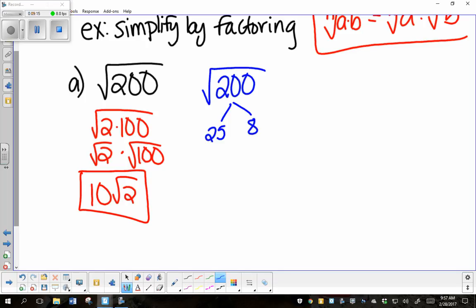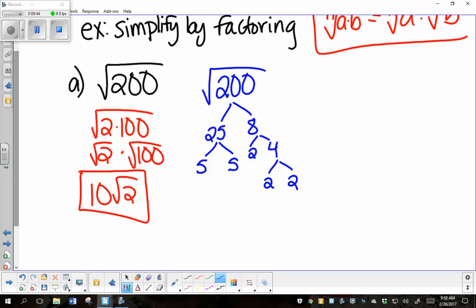So let's see, what multiplies to 25? 5 and 5. And 5 is prime, so those are the leaves at the end of the tree. Does anything multiply to 8? 2 and 4. Can we break either of those down anymore? The 4, what multiplies to 4? 2 and 2. So here's what you do then.